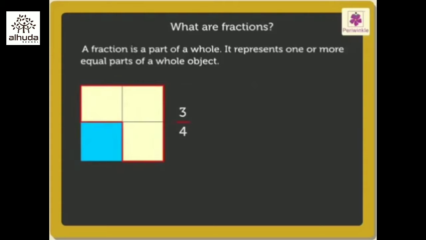In a fraction, the line that separates the numbers is called the fraction bar or division bar. The number above the fraction bar is called the numerator. It indicates the number of equal parts considered. The number below the fraction bar is called the denominator. It indicates the total number of equal parts the whole is divided into.